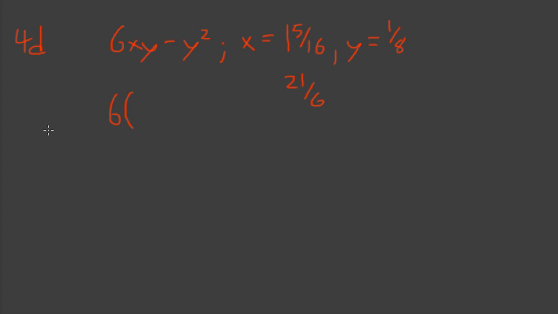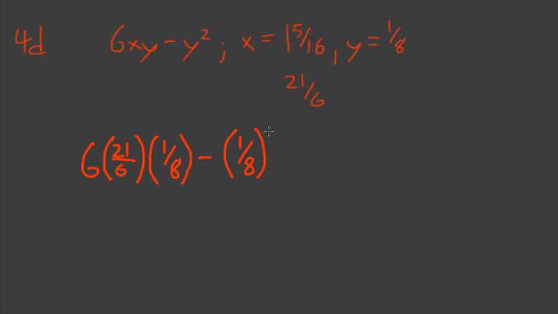Let's do this problem a little bit lower. So again, we'll come up here to 6, and then we're going to times that by 21 over 6, and then times it by 1/8 afterwards, and then minus 1/8 squared. Hopefully you're following along.